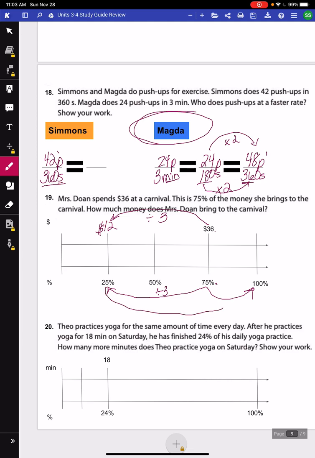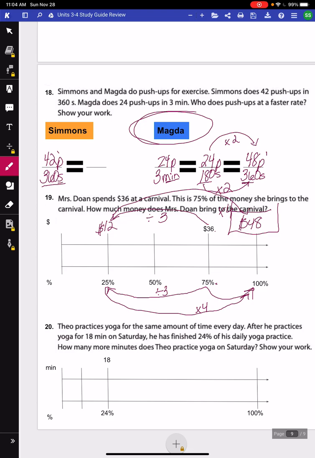Now, what do I do to 25 to get 100? Multiply by 4. What do I do to the bottom? Do to the top. So 12 times 4 gives me $48. So how much money does Miss Doan bring to the carnival? $48.